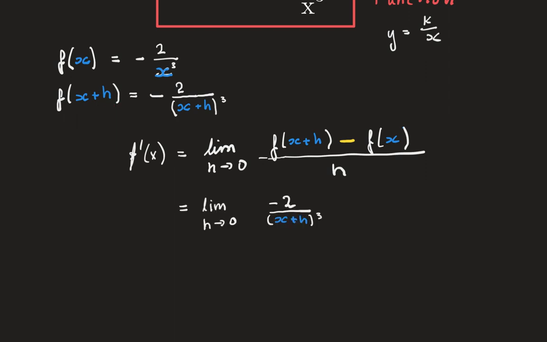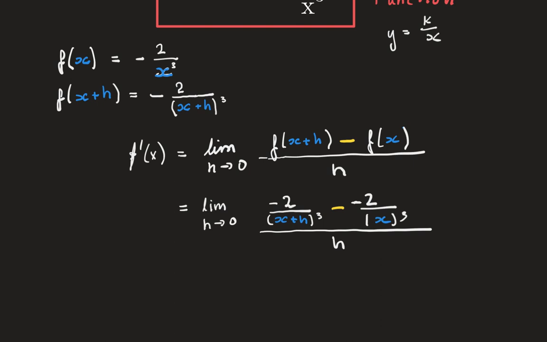First we insert the first function, and now we're going to insert the second function, which is just 2 over x cubed. And all of this needs to be over the value h. And now you're aware of the fact that we cannot have h in the denominator because we're saying the limit as h reaches 0, and h cannot reach 0, otherwise our function would become undefined.